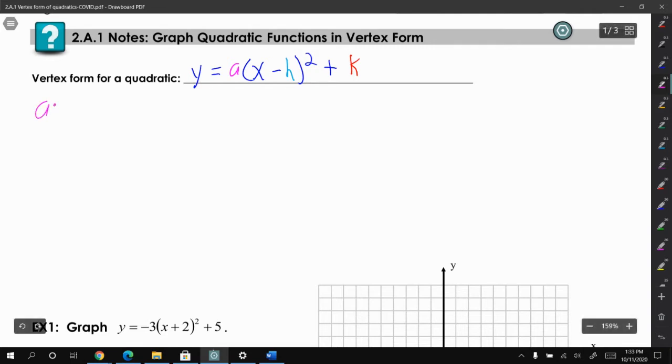So the first thing that the a value does, of course, is tell us whether there's a reflection or not. So if a is negative, there is a reflection.